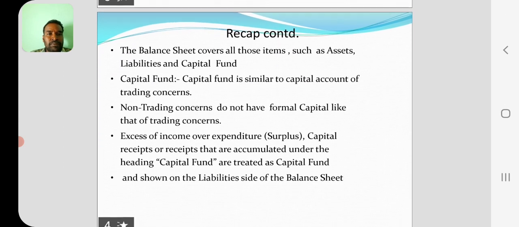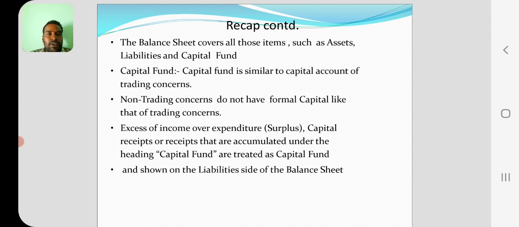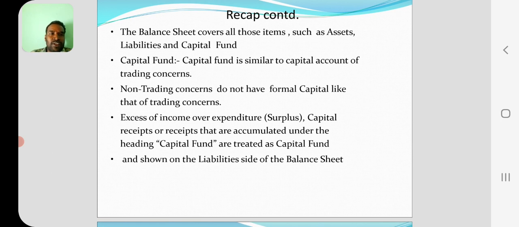So see, the balance sheet covers all those items such as assets. We know the current assets, fixed assets, current assets: cash in hand, cash at bank; fixed assets: machinery, buildings, land and vehicles, motor car, like that. Fixed means for a long term. Then liabilities and capital fund. Capital fund is similar to the capital account of a trading concern.